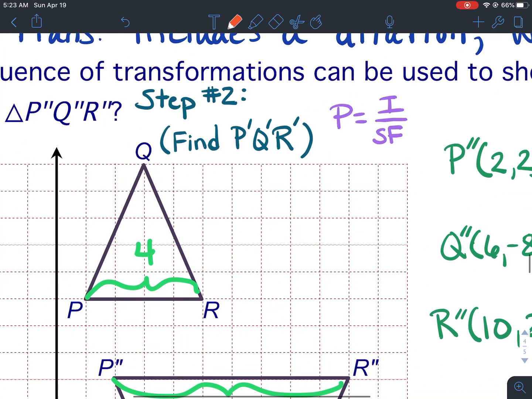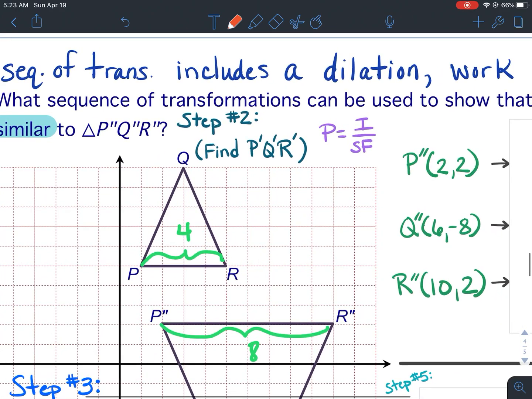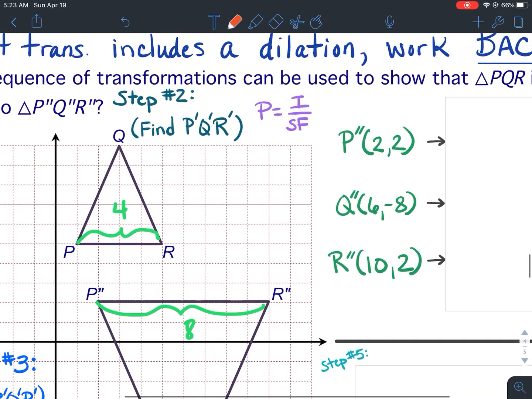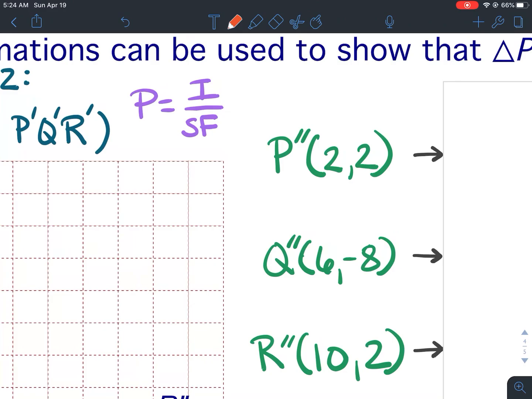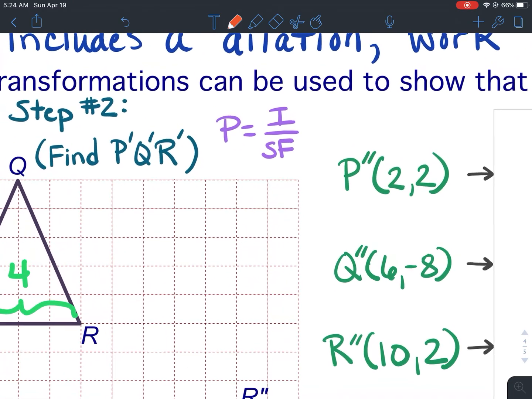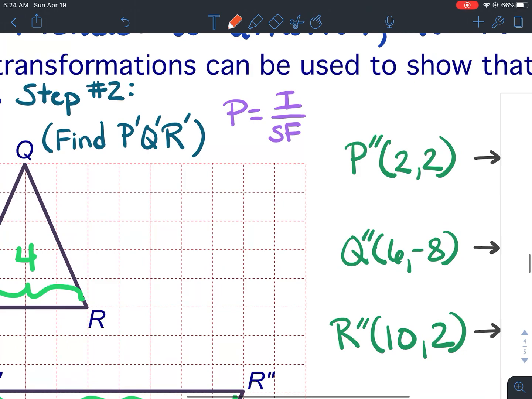Okay, step 2 is find P prime, Q prime, R prime. Well, we are finding a pre-image. We're going to start with the double primes. Remember, we are working backwards. We are going from the double prime to the prime. We're doing the opposite of what we did before. Before, you were given a pre-image and you found an image by taking the coordinates of the pre-image and multiplying by the scale factor. But now we're working backwards. So now we know the image and we want to find the pre-image. So we want to divide by the scale factor. So pre-image is image divided by scale factor. Go ahead, pause your video, and get all of that written down.